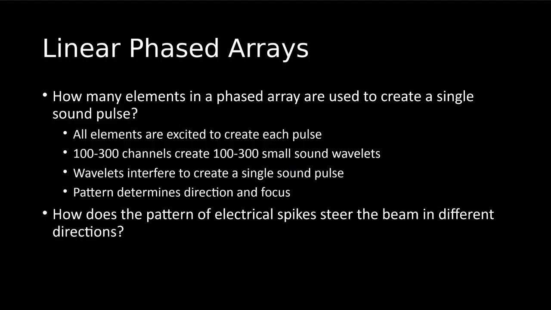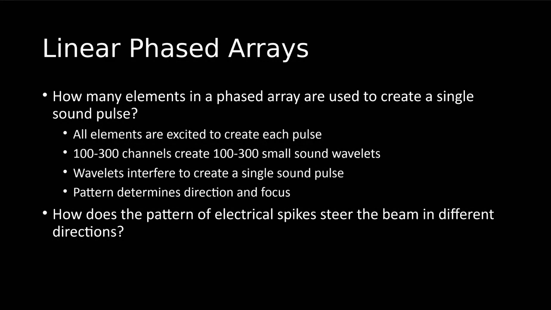So continuing on here with our linear phased arrays, how many elements in a phased array are used to create a single pulse? All of those elements, so that 100 to 300 elements, are going to be excited to create each pulse. So we're using every element, basically. So we have 1 to 300 channels that create 1 to 300 small sound wavelets. Okay, so it's just a sound wave, but small. And the wavelets are going to interfere to create a single sound pulse.